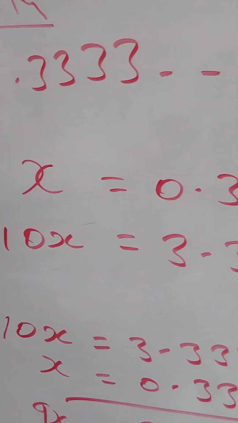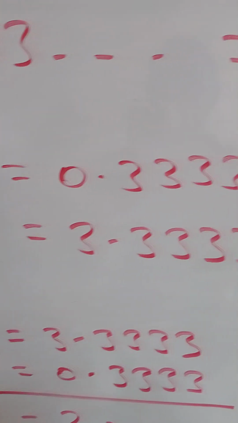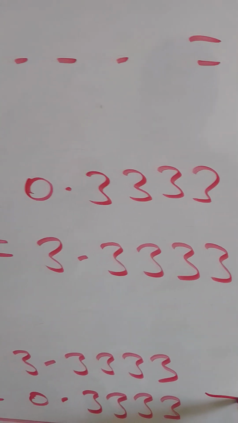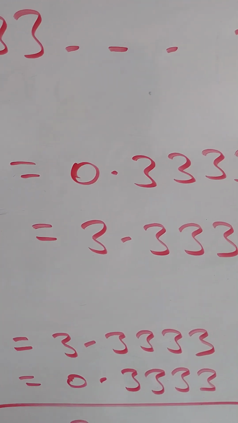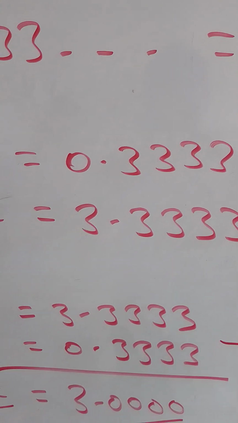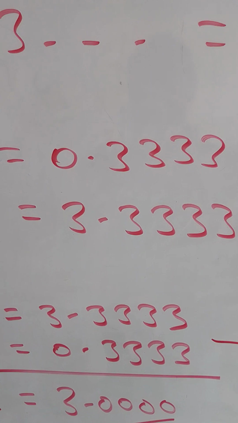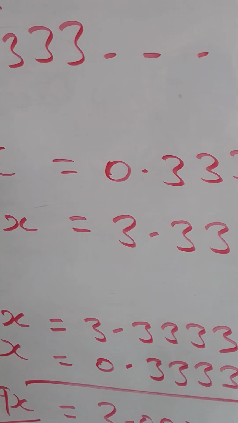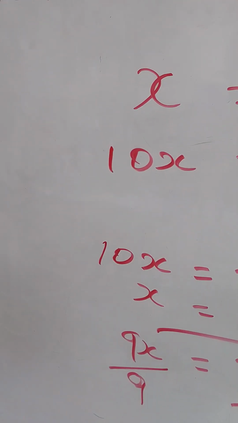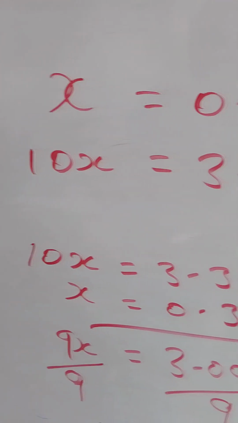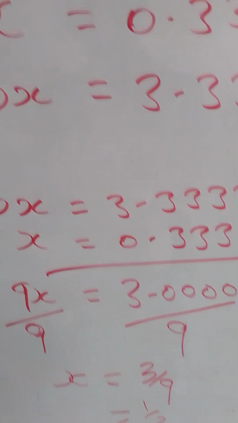Thus 10x equals 3.33 and x equals 0.33. Getting the difference will give us 9x equals 3.000. So basically 9x equals 3. And to get the value of x, divide both sides by 9. And so 9x divided by 9 and 3 divided by 9 to give us x equals 3 over 9.